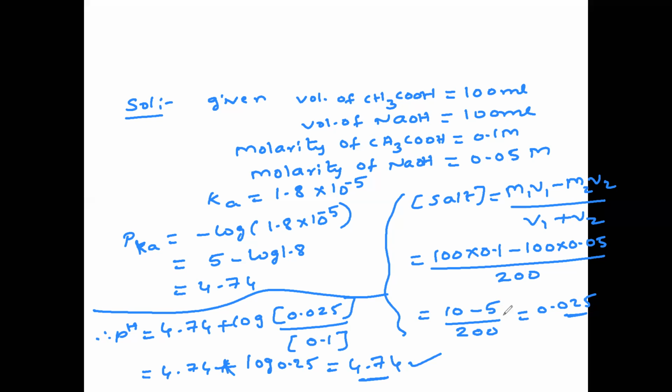Continuation now. So 10 minus 5 by 200 is equal to 0.025. So this is the concentration of salt. After finding the concentration of salt, substitute the value in the Henderson equation, that is pH is equal to pKa plus log of concentration of salt by concentration of acid. So the concentration of salt is 0.025 by acid is 0.1. And since it is less than 1, log 1 is 0 already we know. So we should neglect this value. So approximately 4.74 is the answer. I hope it is clear.